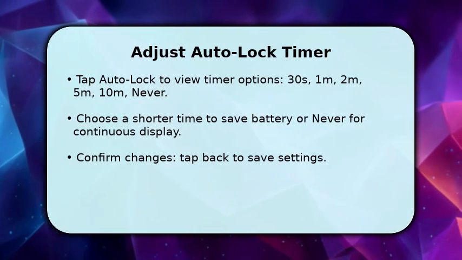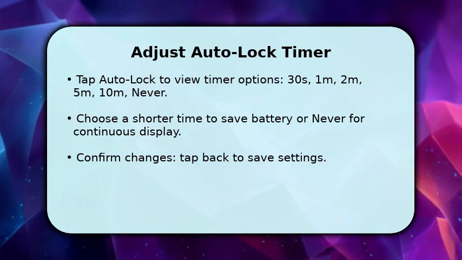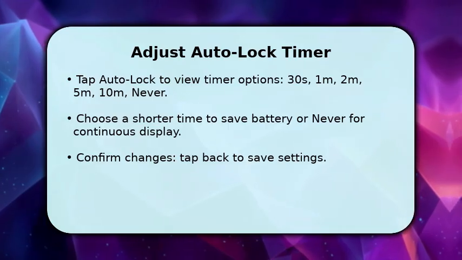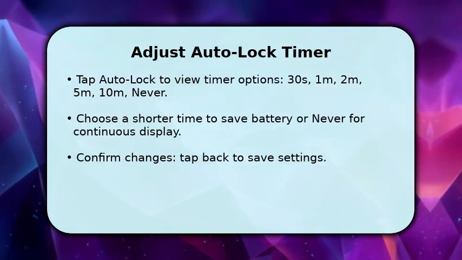You tap auto lock and then pick the timer that fits your needs. For quick lock, choose 30 seconds or 1 minute. For longer tasks, choose 5 or 10 minutes, and choose never only when necessary.